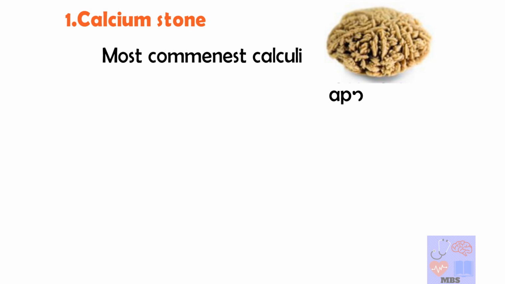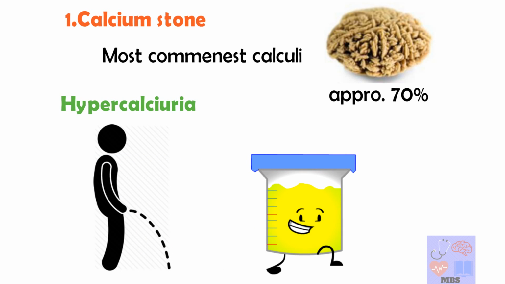So let's discuss the first, calcium stone. In India, it is the most common renal calculi. Approximately 70% of the calculi are calcium calculi. It is because of hypercalciuria, that means elevated calcium level in the urine. Now, hypercalciuria is the most common metabolic abnormality that can occur due to three causes.